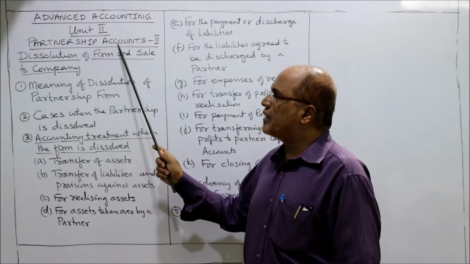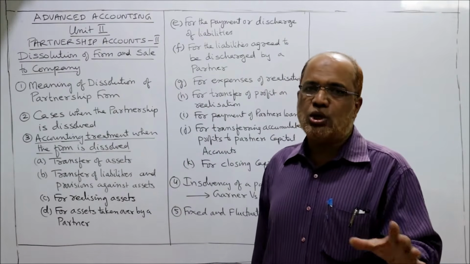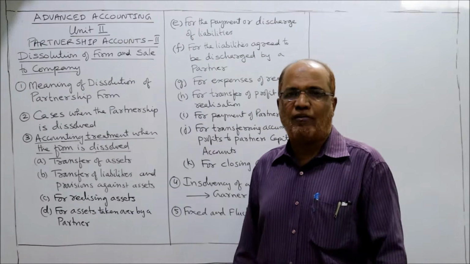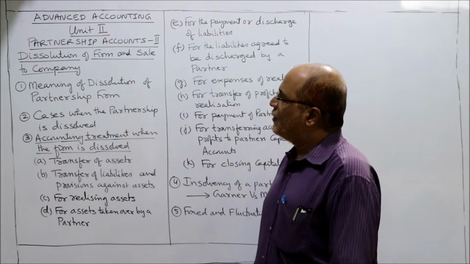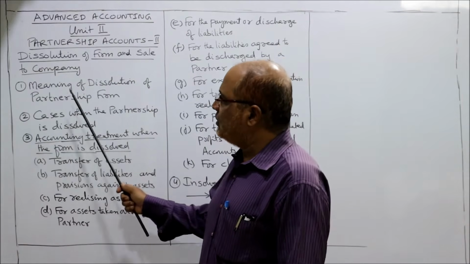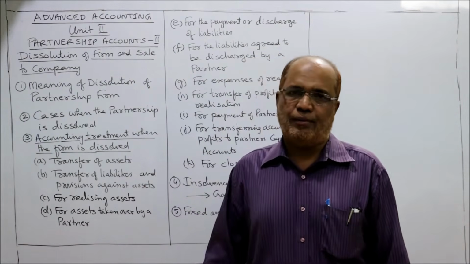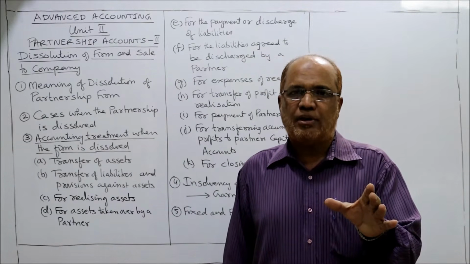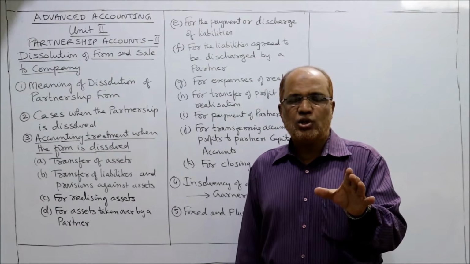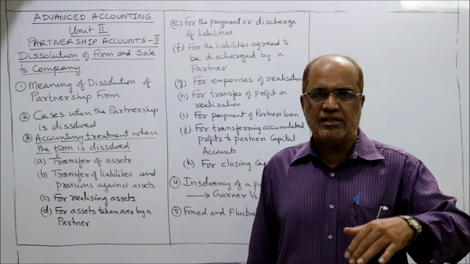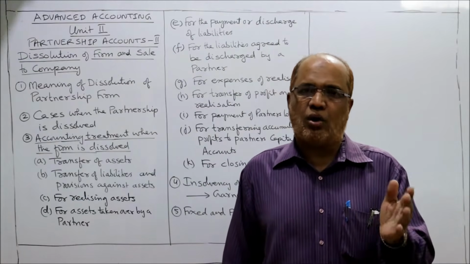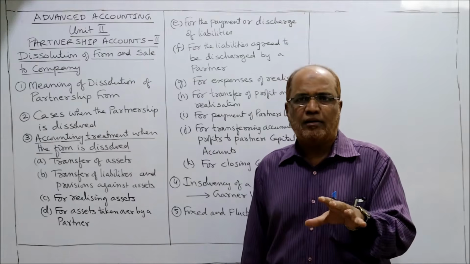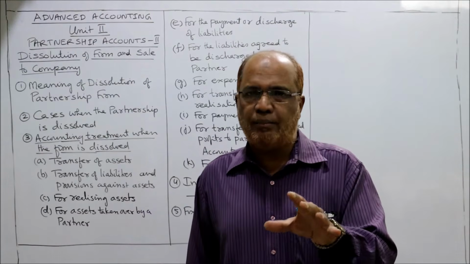First of all, in Partnership Accounts 2, we have the topics called Dissolution of Firm and Sale to a Company. These two topics we are going to cover in this unit. First, we discuss the meaning of dissolution of partnership firm. There is a distinction between dissolution of partnership and dissolution of firm. Dissolution of partnership arises whenever a new partner is admitted, an old partner retires, or a partner dies. In this dissolution of partnership, the relationship is changed temporarily.